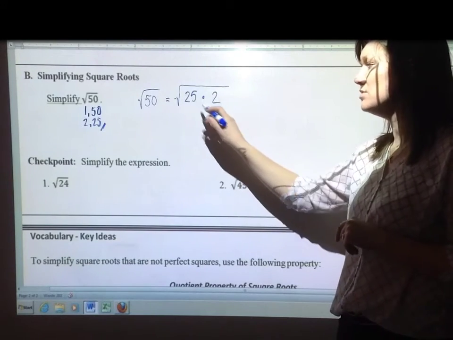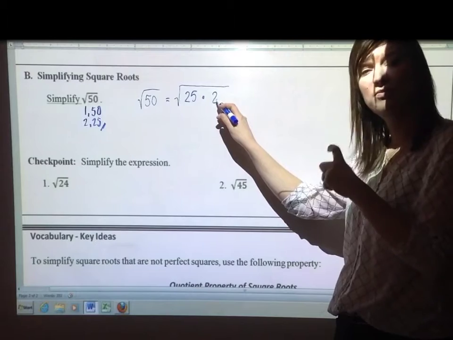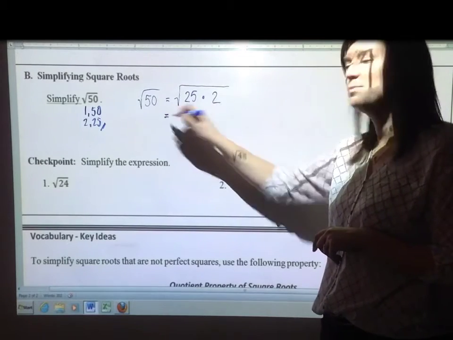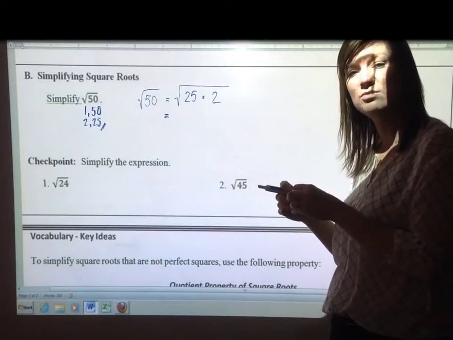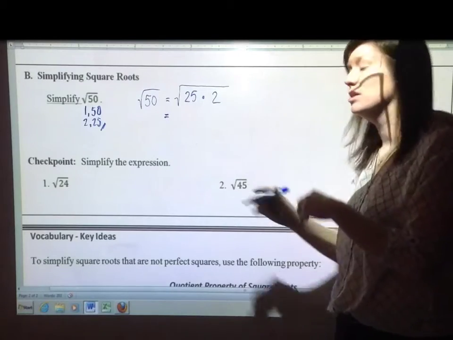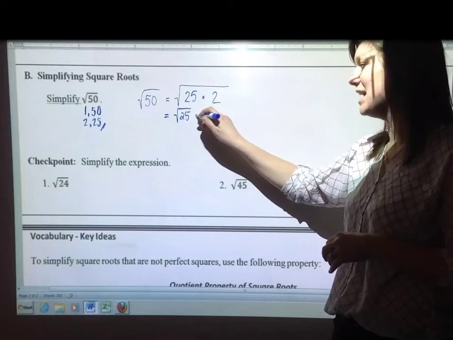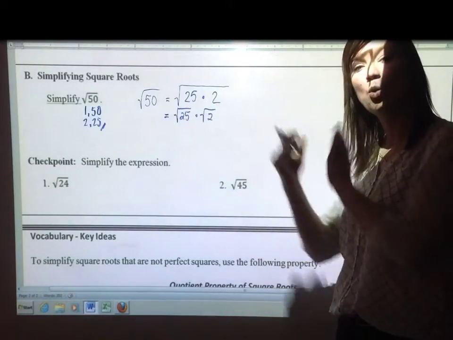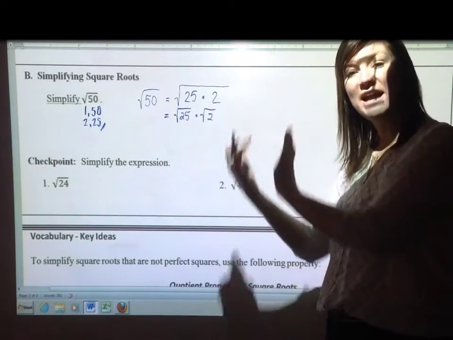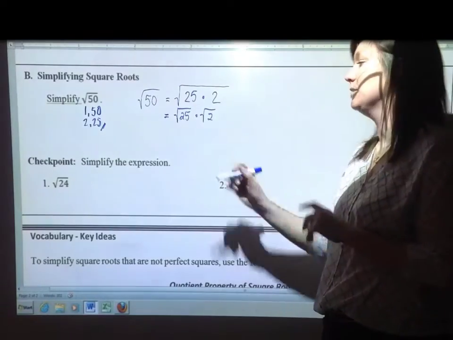So then I'm going to see it as the square root of both factors. And then that product property of square roots allows me to take the radical of each factor. So I'm going to break this up into the square root of 25 times the square root of 2. I broke one radical into the radical of the parts when we're multiplying.